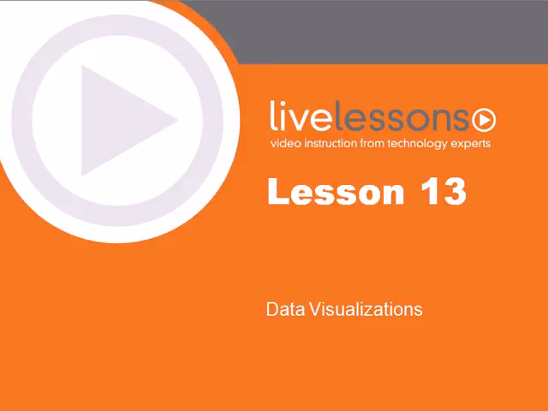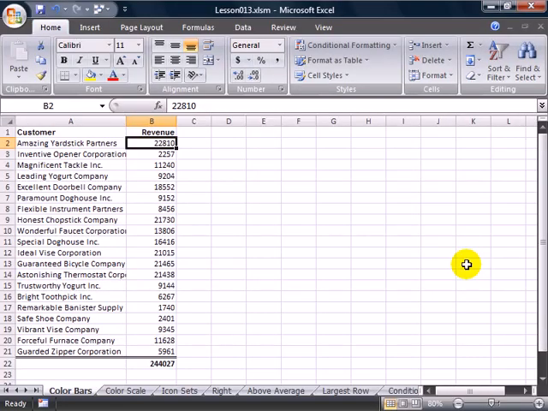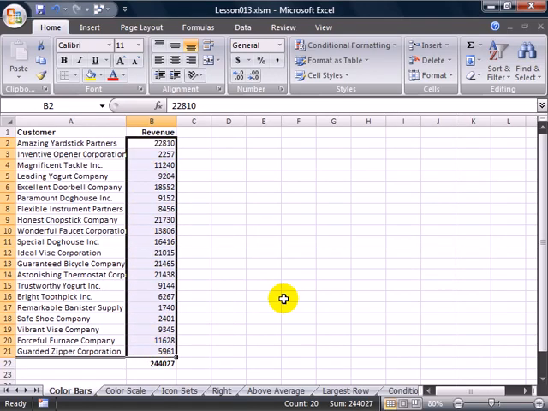Lesson 13, Data Visualizations. In this lesson, we'll take a look at the brand new features in Excel 2007, such as data bars, color scales, icon sets, and improved conditional formatting. These features are great for the manager whose eyes glaze over when he sees a column of numbers. Rather than present just a black and white table of numbers, you can now add dramatic effects that will help the manager to spot trends in the data.